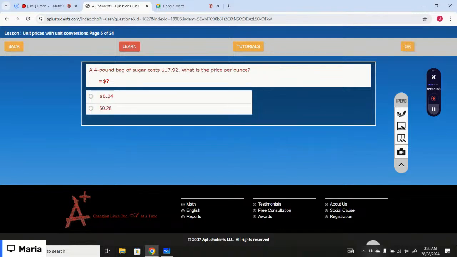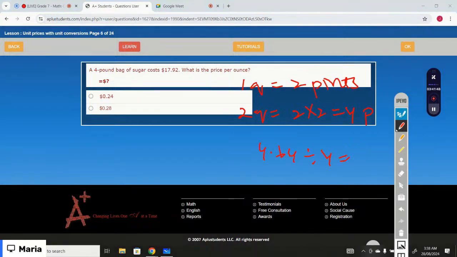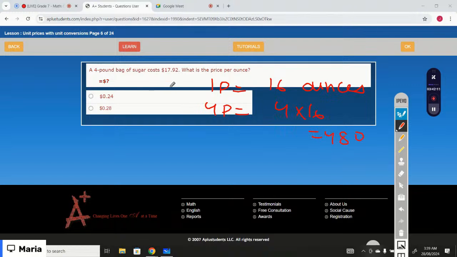A 4-pound bag of sugar costs $17.92. What is the price per ounce? 1 pound equals 16 ounces, right? So 4 pounds equal 16 times 4, that is 64 ounces. So divide 17.92 by 64. So which is the correct option?